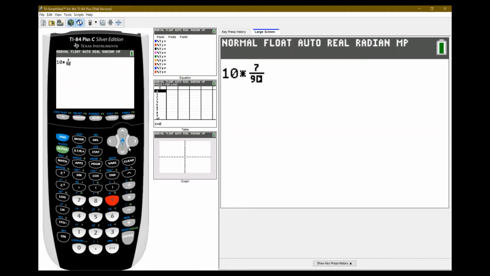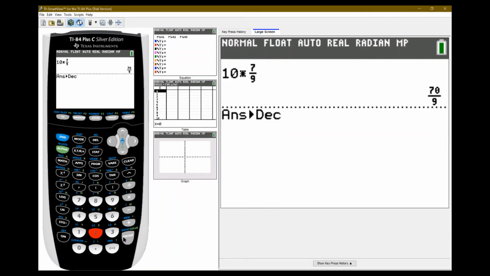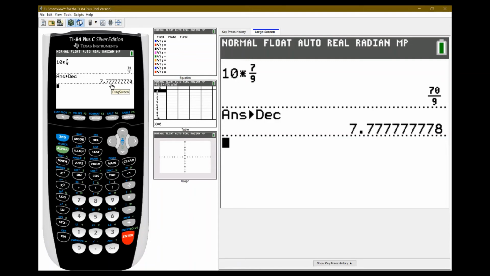Okay. So that's when he converted from the decimal to a fraction. If we hit enter, we're going to get 70/9. But of course, that's not the answer. What we're looking for is the decimal, right? So we're going to go over here to math. Okay, decimal. And then there you go. 7.777777. There you go. Exactly.